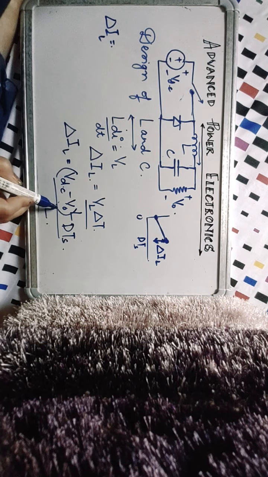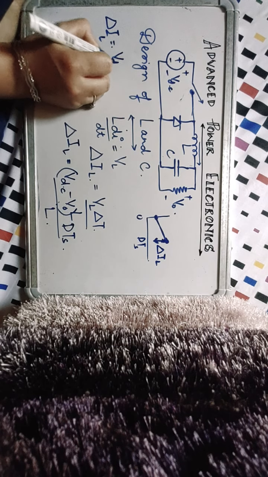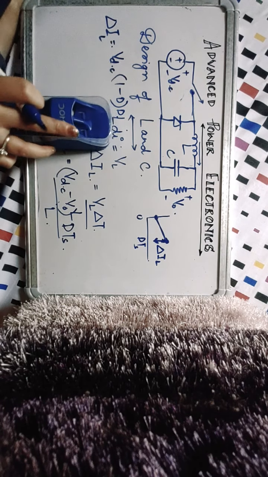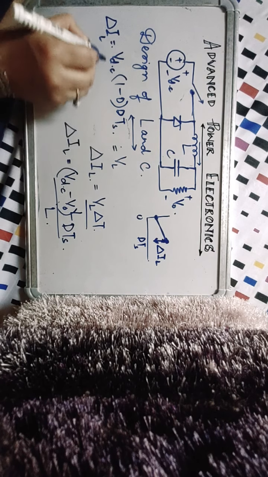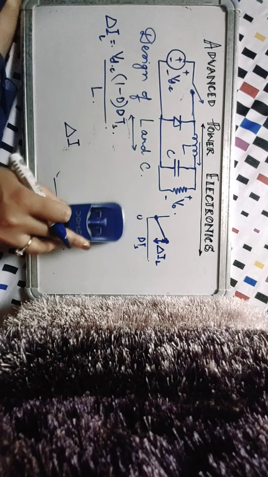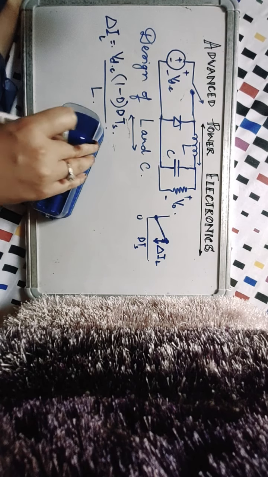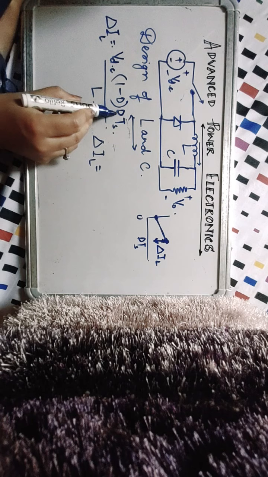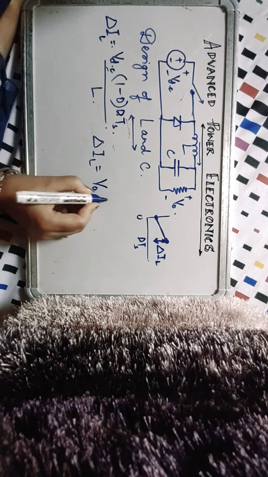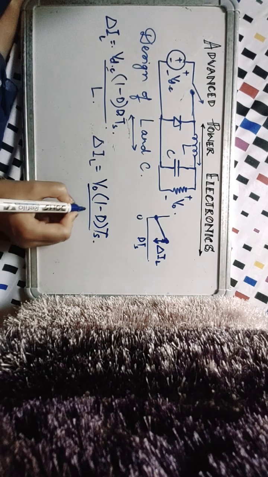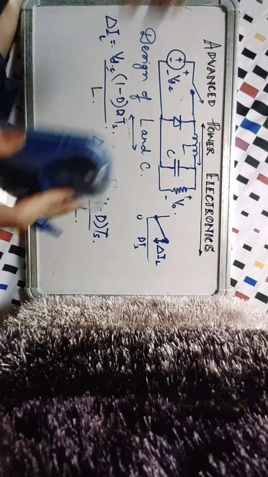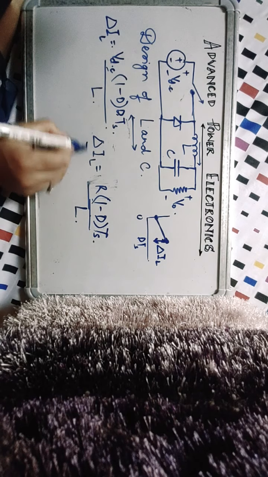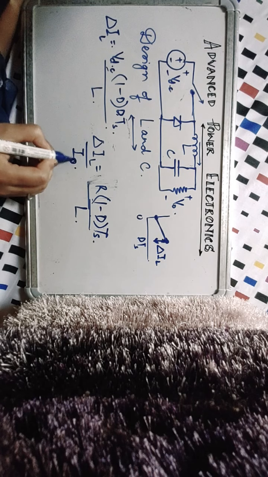So if we move further, you have delta IL. I can write V0 is equal to D VDC, so it is VDC (1 minus D) into D Ts upon L. I can write delta IL as V0 (1 minus D) Ts upon L, and V0 I can write as I0 into R, and this I0 I can take over here, and I know that these are average values.